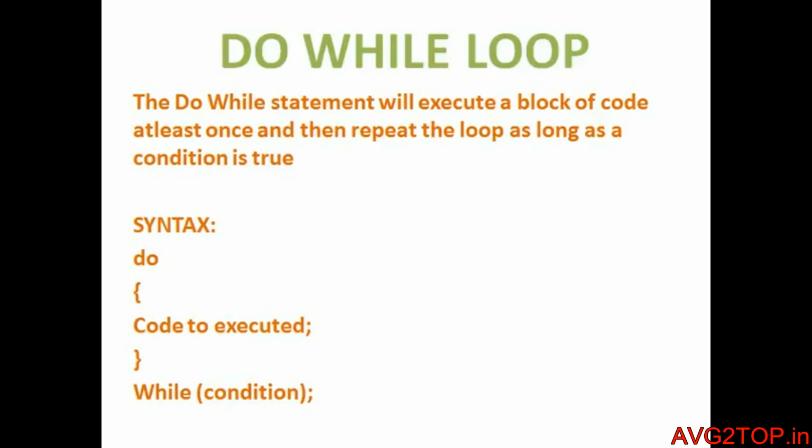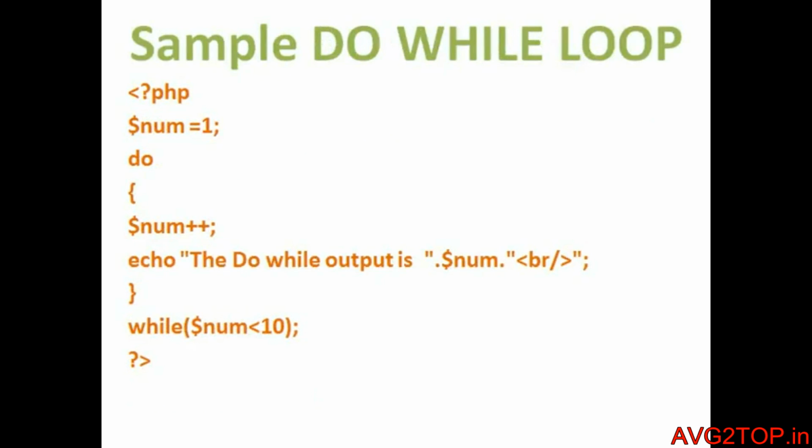And the next loop is the do while loop. The do while statement will execute the block of code at least once and then repeat the loop as long as the condition is true. Here is the syntax: do { code to be executed } while (condition). And this is the simple example.